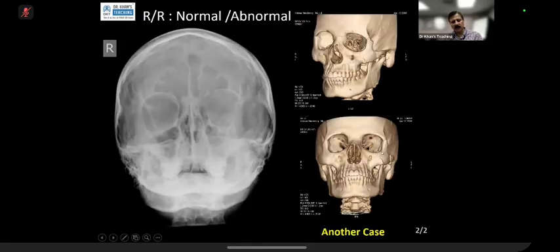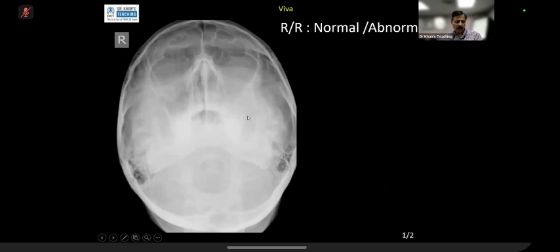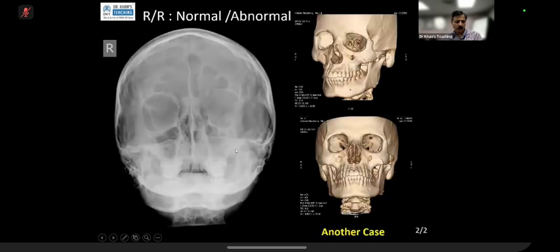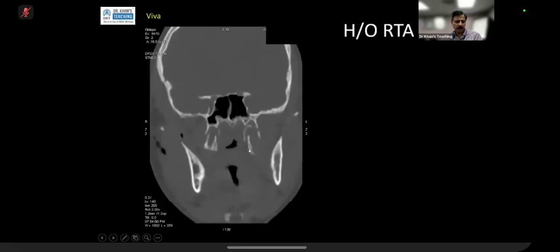And there is another from a 3D volume rendered image. Just to make a point, this is another case. This is a zygomatic fracture. The same case on a slightly paranasal sinus view. This is an AP view, and you can see the same thing here.